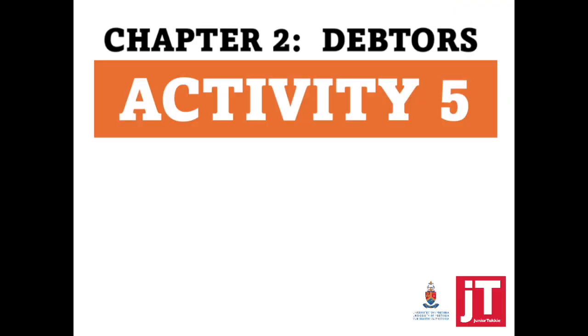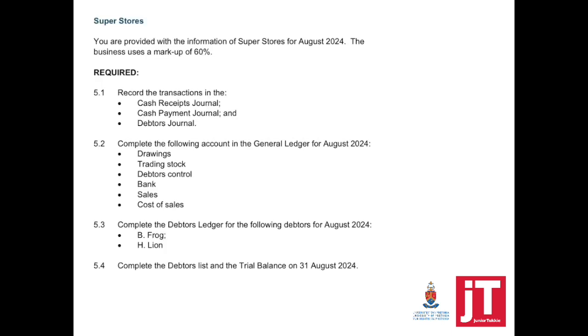Brimacombe. We're going to look now at Chapter 2, Activity 5. You are provided with the information of Superstores for August 2024. The business uses a markup of 60%. 5.1. Record the transactions in the cash receipts journal, cash payment journal, and the debtors journal.